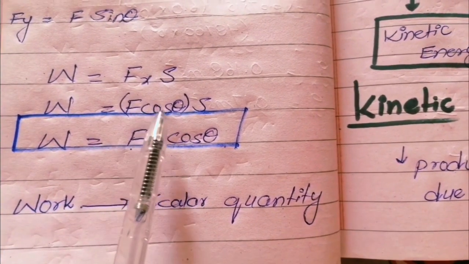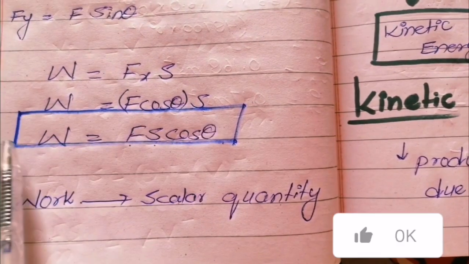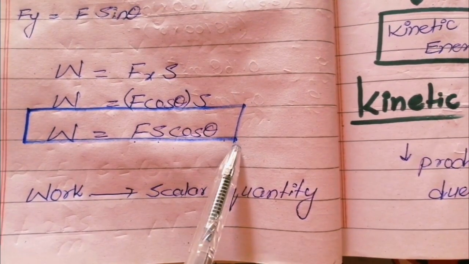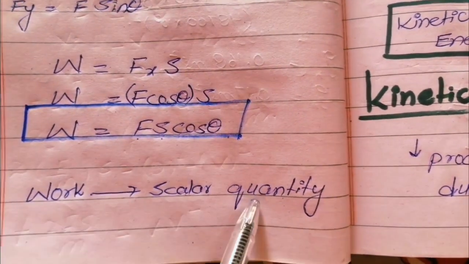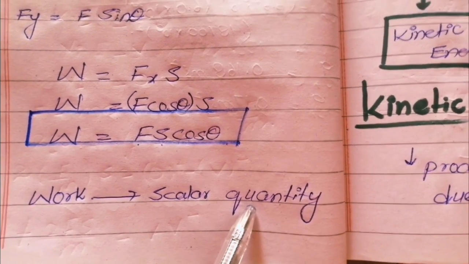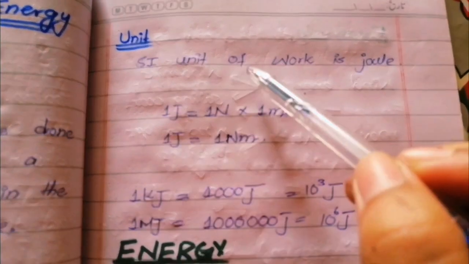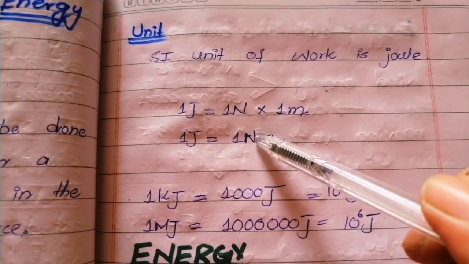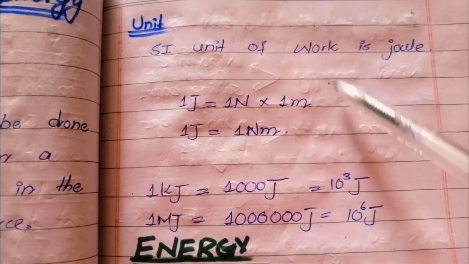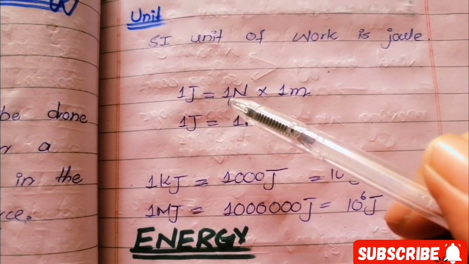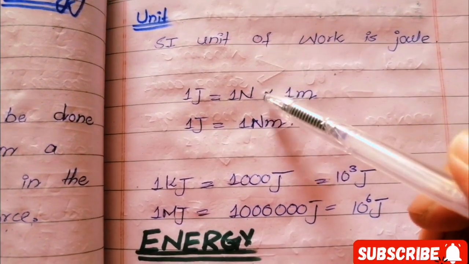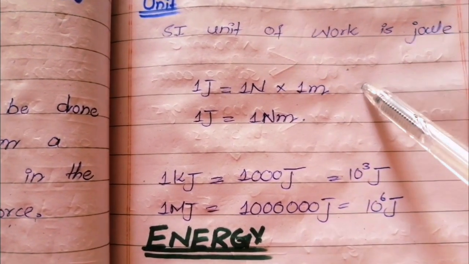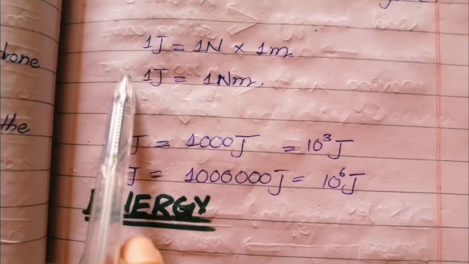Fx is equal to F cos theta. So, work done W is equal to Fs cos theta. Work is a scalar quantity which is described completely by its magnitude. The SI unit of work is joule. 1 joule is equal to 1 Newton meter. So, when a force of 1 Newton acts on a body and the body covers a distance of 1 meter, it is equal to 1 joule.